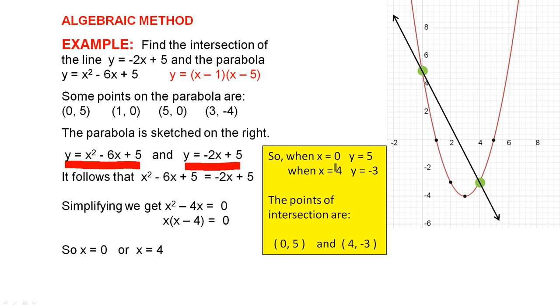So when x equals 0, we get y equals 5. When x equals 4, we get y equals minus 3. So all you do is substitute into the equations here to get those values. So the points of intersection are 0, 5, and 4, minus 3. So here are the points of intersection, 0, 5, and 4, minus 3. And that's how you use the algebraic method. Basically, it's solving some simultaneous equations.